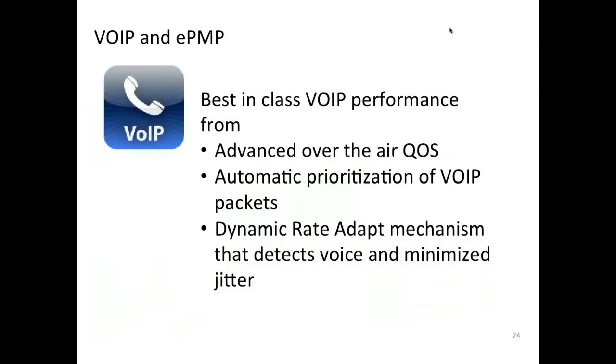VoIP and ePMP. We do think we have the best-in-class VoIP performance. We have over-the-air quality of service, which is very, very key for any unlicensed spectrum usage. We have automatic prioritization, so if you enable this, VoIP packets are automatically detected and prioritized to the front of the queue. And then last but not least, the adaptive modulation mechanism that I spoke about a lot, that is dynamic, and it does do some balancing between retries and minimizing jitter for VoIP packets when it detects voice. So I say with high confidence and with lots of field data that voice over IP on ePMP will be one of the best performing voice over IP systems in interference or without interference.